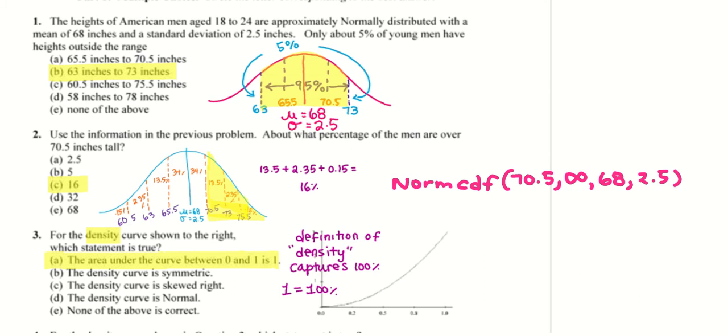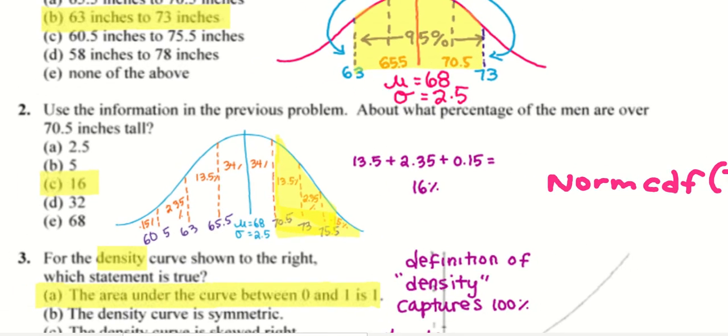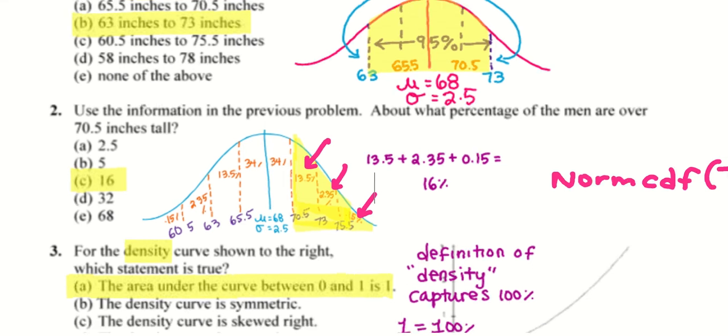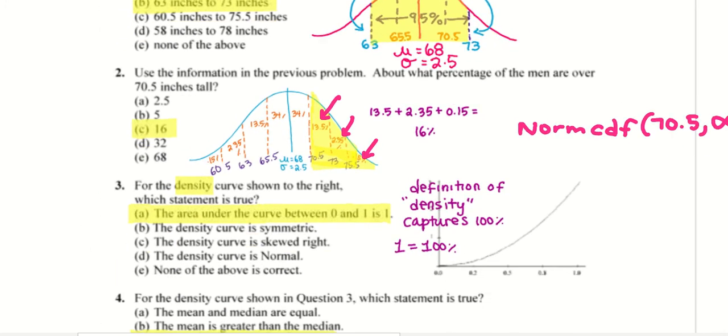The other option is to use the 68, 95, 99.7 rule. I know it might be difficult for you to memorize these breakdowns and percentages, but that's another option. Add them all up and get 16 as your answer. Tricky, but not as tricky as number 1.